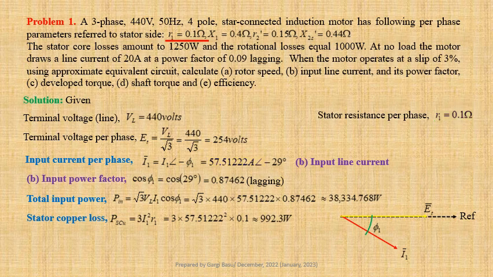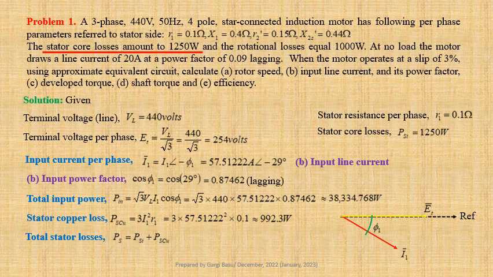Now we shall calculate total stator losses. Ps equals to Psi plus Ps copper. Given stator core losses, Psi equals to 1250 watts. Therefore, Ps equals to 1250 plus 992.3, that is equal to 2242.3 watt.